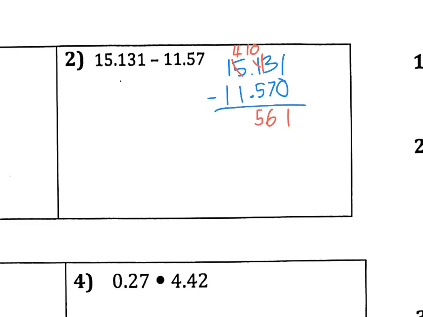I see my decimal, drop it down. 4 minus 1 is 3. 1 minus 1 is 0. So you can put the 0 there, or you can leave it off. Up to you. 3 and 567 thousandths is how you say that.